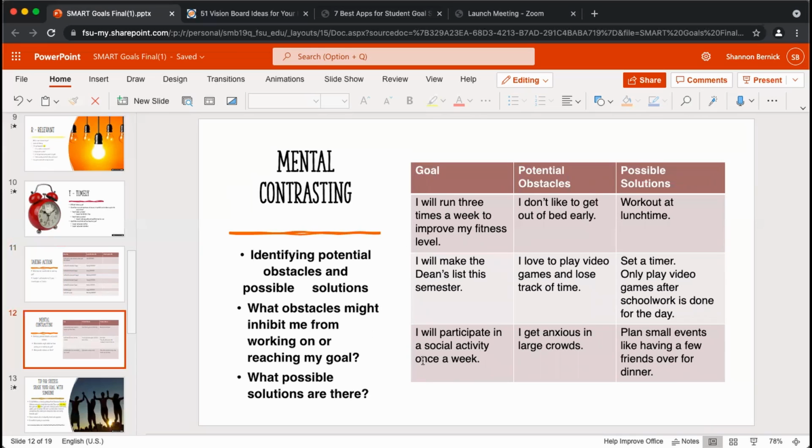So again, I've just created this small table here. In the first column, I've put goal. The second column, I've put potential obstacles. And then in the third column, some possible solutions.